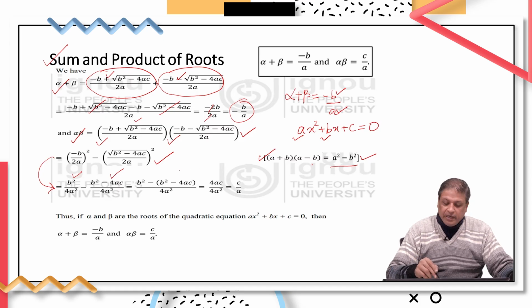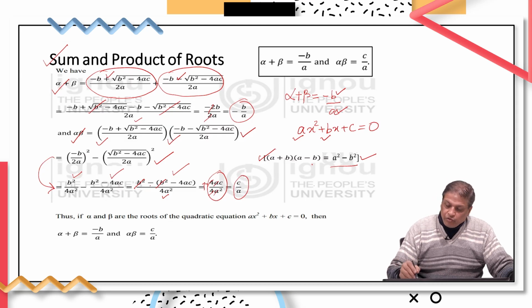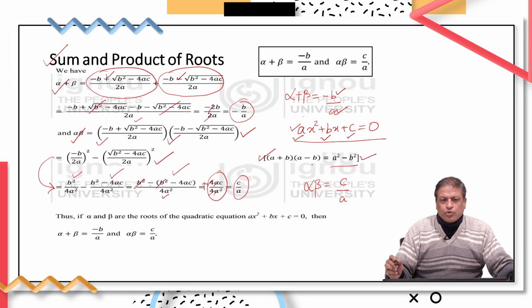Now again simplifying by taking LCM, that is 4a square, and performing the normal algebraic operation, the b square part will be cancelled, and since the negative sign is outside, the resulting term will be positive. As a result, we are getting the expression 4ac upon 4a square, wherein 4a will be cancelled with 4a, so the final outcome is c by a. So the product of the roots turns out to be c by a, where c is the constant term of the quadratic equation ax square plus bx plus c, and a is the coefficient of x square.